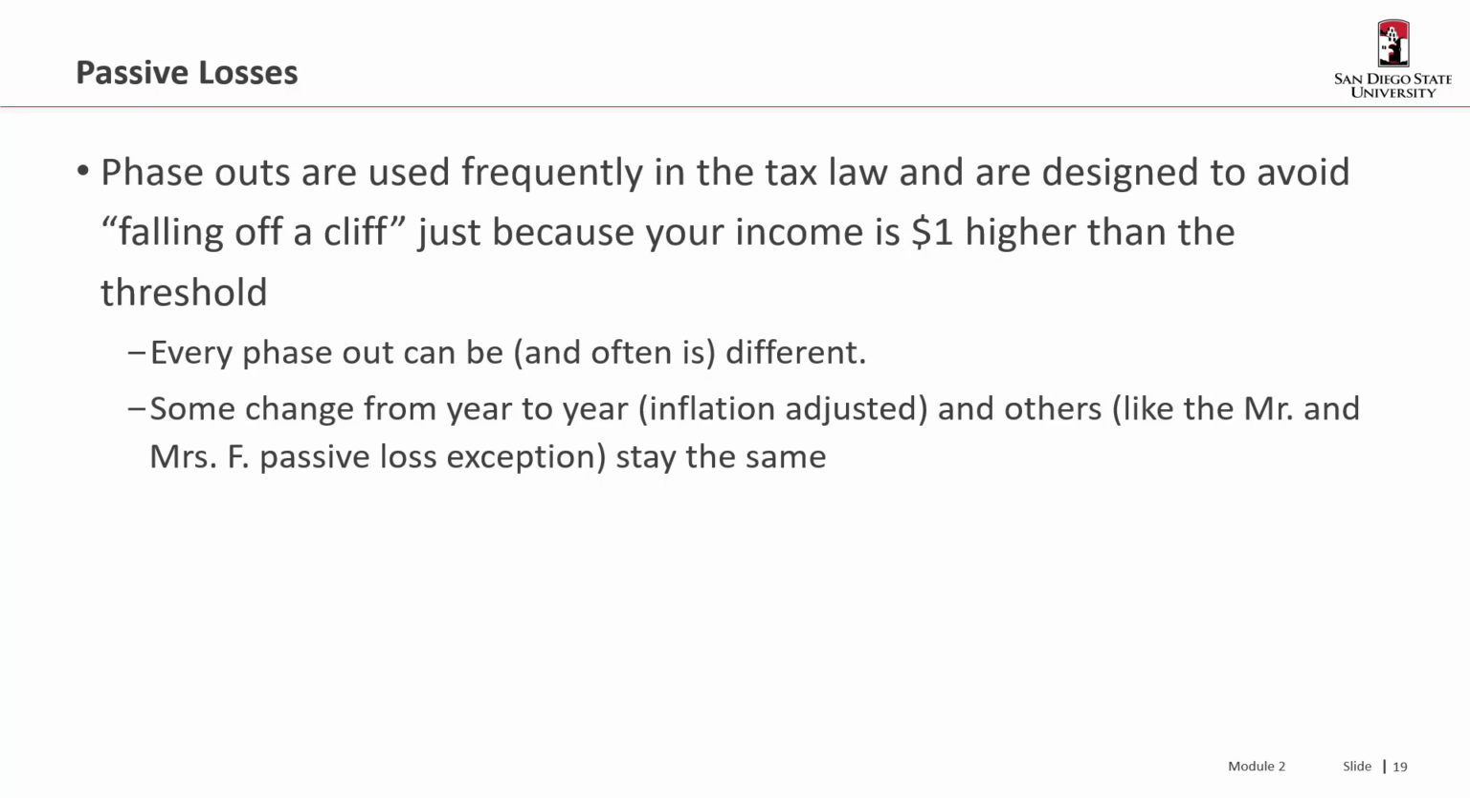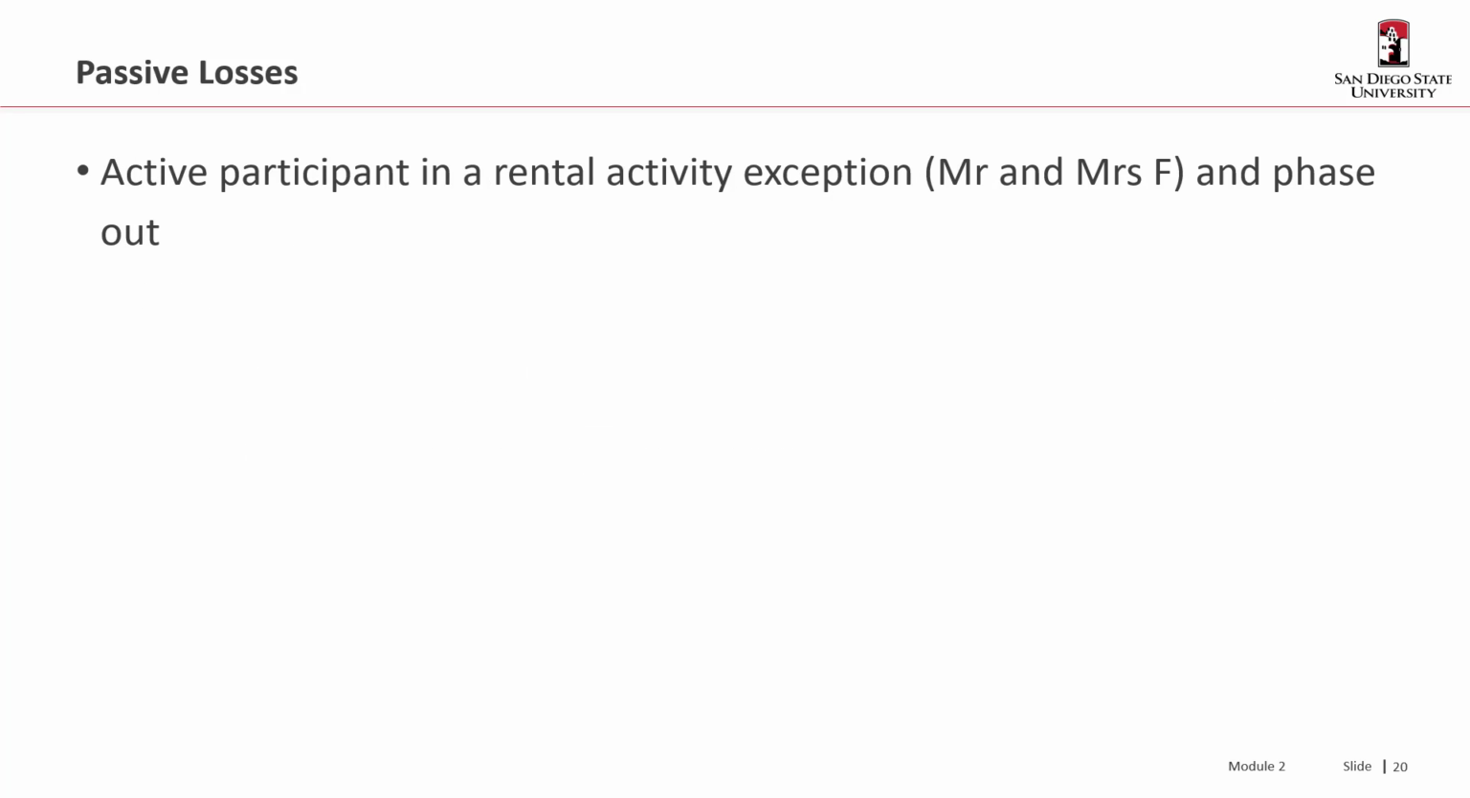Some of them change from year to year, meaning they're inflation adjusted like our tax rates. Others, like this one, stay the same. Now, I've put detail of this limitation in your table pack, but the idea is if you're going to be a tax person, you just need to memorize the $100,000 limitation and the way the phase out operates. Okay, so this one doesn't change under the Mr. and Mrs. F passive loss exception.